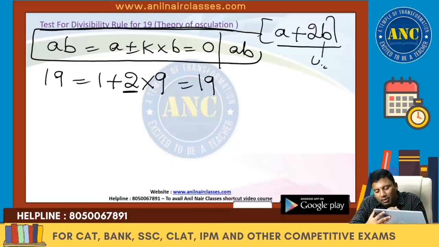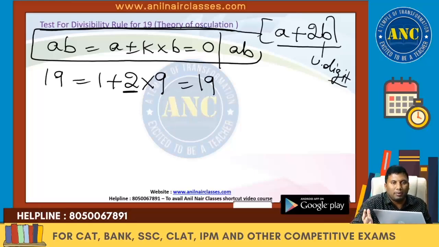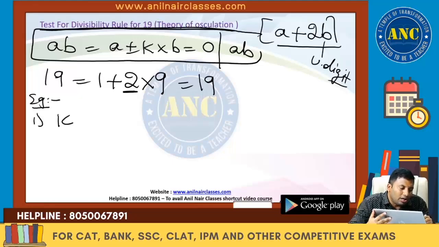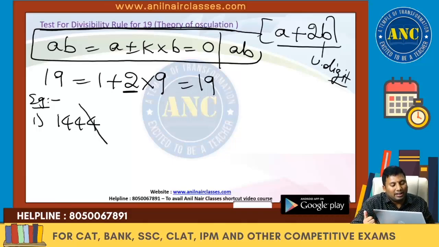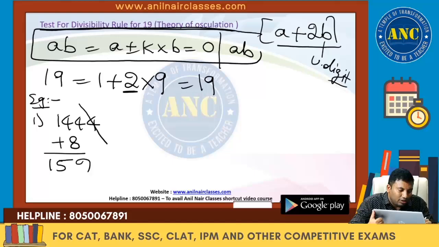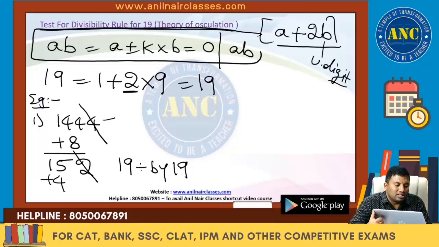What is b? b is the unit digit. a is nothing but any number of digits before b. I hope it is clear. Two examples which we will do. 1,444. Take the unit digit, double it, add it to the remaining part. 4 2s are 8. If I add it to the remaining part, this will become 152. Take the unit digit, double it, add it to the remaining part: 19. 19 is divisible by 19. So 1,444 is divisible by 19. I hope it is clear.